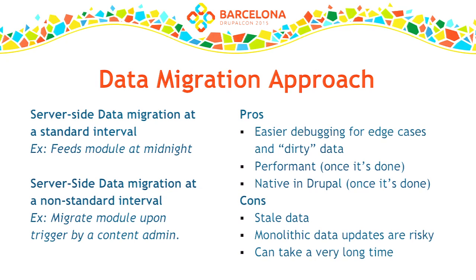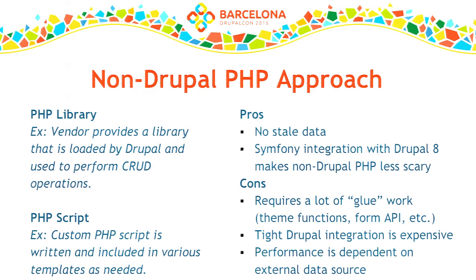The big cons with it, though, are that you're going to have stale data, especially when you get into huge data sets. Doing these kind of monolithic data updates can take a very long time. In addition, monolithic data updates are extremely risky. If you have a data set of 10 million items and you don't catch a bug, you risk having to not only do a new migration, but also having to go in and fix X amount of ruined data sets. Extremely dangerous operation. The other issue is that it can take a very long time, like I mentioned. There's also kind of the non-Drupal PHP approach.